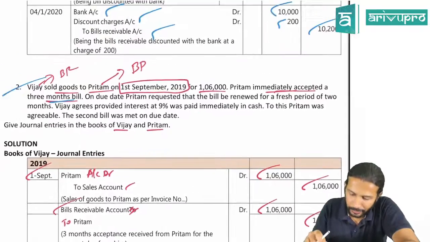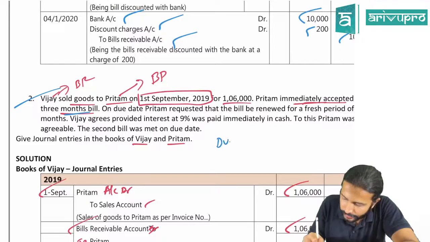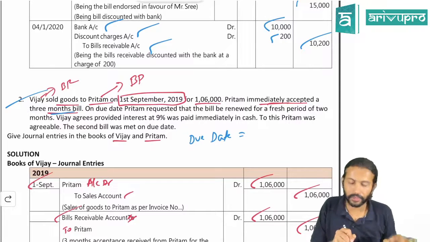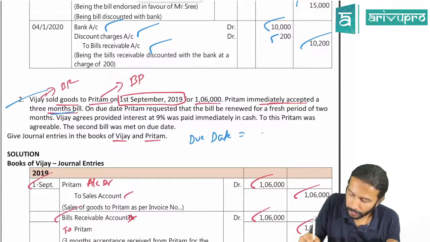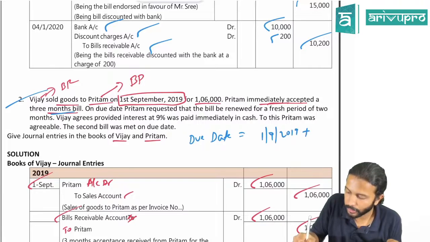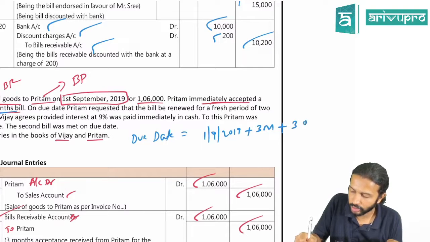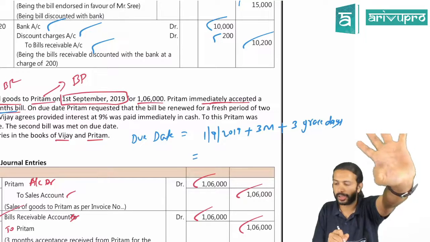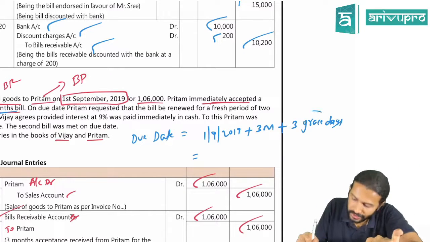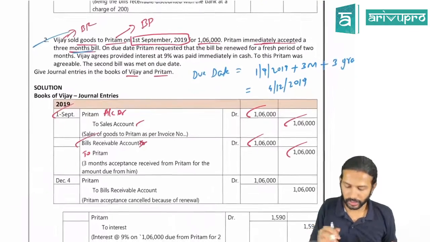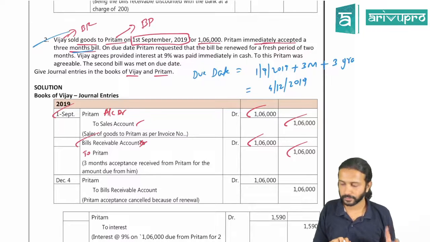Now let's read the remaining things. First, what is the due date here? Three months is what they have given. You drew the bill on 1st September 2019. The term of the bill is 3 months. Will you add only 3 months, or 3 grace days also? You will add the 3 grace days also. October, November, December. December 1st plus 3 grace days, so it will become 4th December 2019. That is your due date.